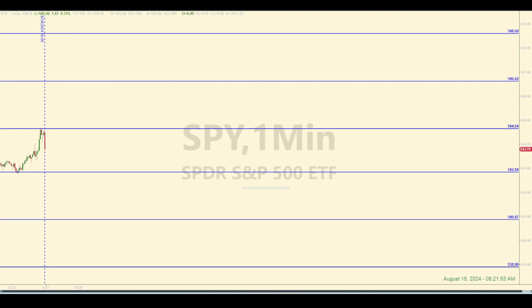We're looking at trades in the S&P 500 E-mini futures that are based off levels of support and resistance in the SPY. I'm Sam Morton. Today is August 15, 2024. It's about 8:22 a.m. Eastern currently.